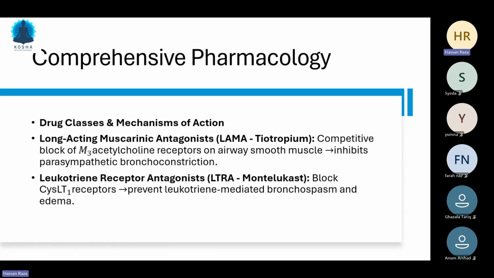Then we have long-acting muscarinic agents, LAMA, and you need to memorize this as well: smooth muscles have M3 acetylcholine receptors, and what they do is constrict the smooth muscles. So we give drugs which inhibit the activity of these receptors, long-acting muscarinic receptor antagonists. Then, if you recall the pathophysiology, I told you leukotrienes and histamines are also released when the mast cells degranulate. So we can also use leukotriene receptor antagonists in severe disease.